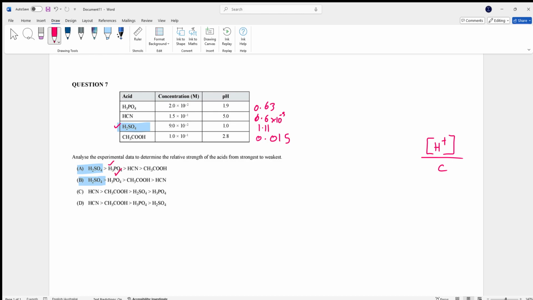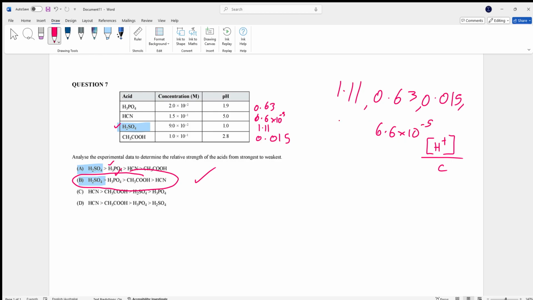Then the next strongest will be CH3COOH, which is this one here. So this one is the correct formatting, because they've got it listed in terms of strength here, because it goes 1.1, 0.63, 0.015, and then of course the 6.6 times 10 to the negative 5. Bit of a tricky question, but definitely not one to rush over. I reckon a lot of people would have just compared the pHs usually. You've got to compare both the relative strength per concentration.